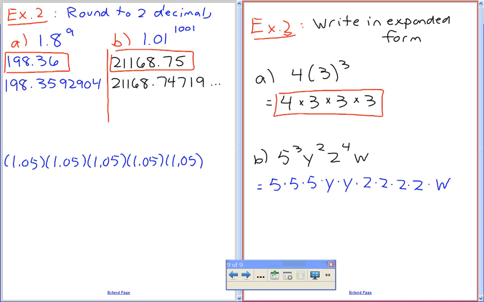Does everyone see that? We have three... sorry, not two, I'm sorry, my Z's and my T's look the same. We have 3 5s, 2 Y's, 4 Z's, 1 W. Okay? We good? Yeah? All right, let's keep moving here.